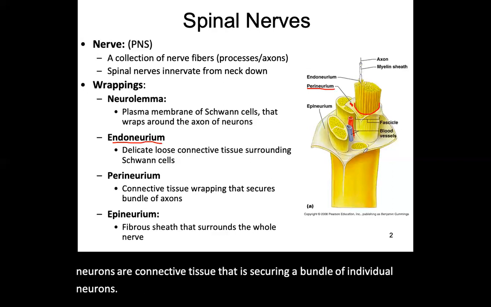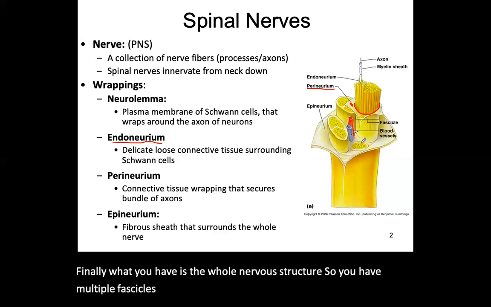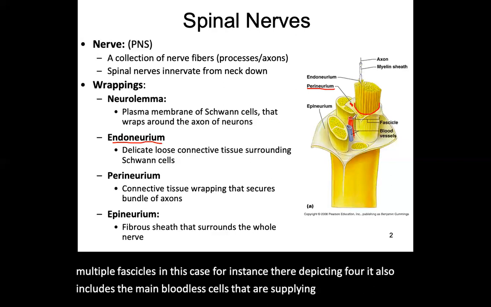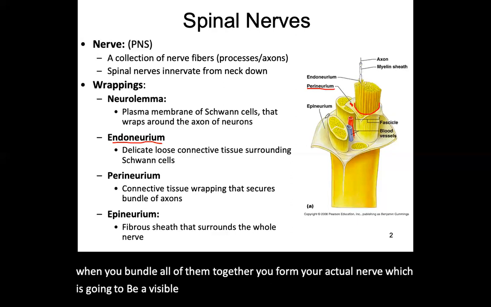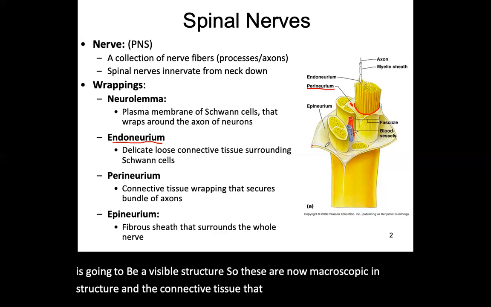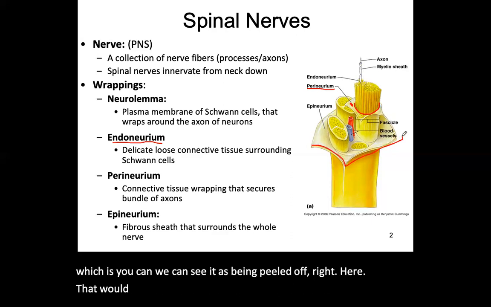Finally, what you have is the whole nerve structure. So you have multiple fascicles, in this case, for instance, they're depicting 4. It also includes the main blood vessels that are supplying these neurons. And when you bundle all of them together, you form your actual nerve, which is going to be a visible structure. So these are now macroscopic structures. The connective tissue that is wrapped around the nerve, which you can see being peeled off right here, is known as the epineurium. Again, epi implies on top of.